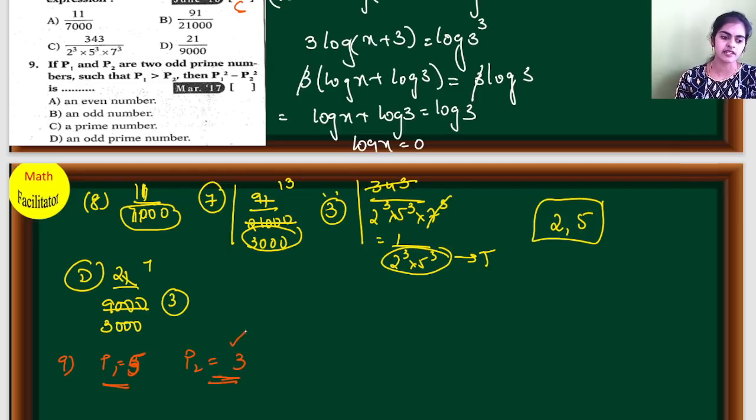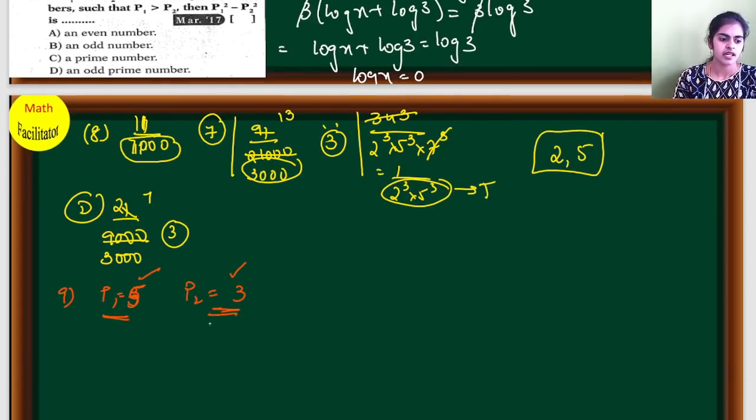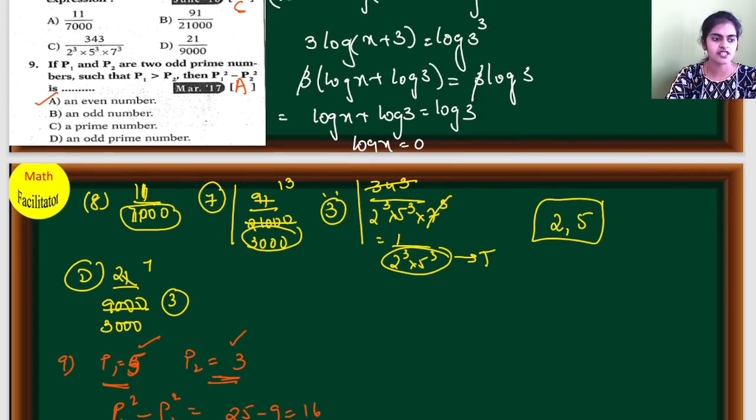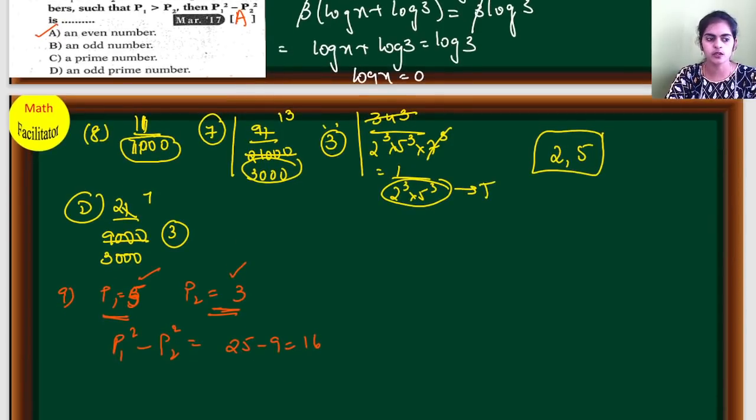So I have chosen 3 for P2 and 5 for P1, and both are odd prime numbers. Okay, I have taken the smaller numbers. Now you have to find P1 square minus P2 square. So it is 25 minus 9, so you are getting 16. You are getting an even number, so option A is correct. So whenever such a question is given to you, just substitute some values, you will get the answer.